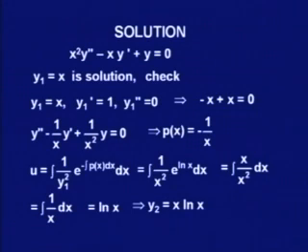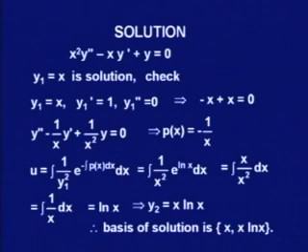So, we have got the basis of solution: x and x log x. Of course, what I have done is I have guessed here one solution and obtained the second linearly independent solution as x log x, that is giving me the basis.